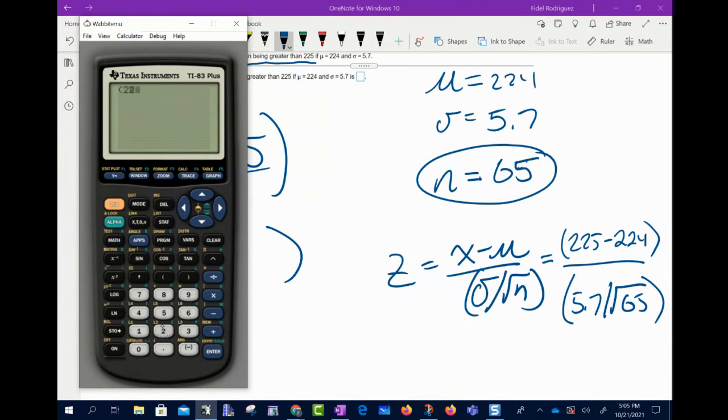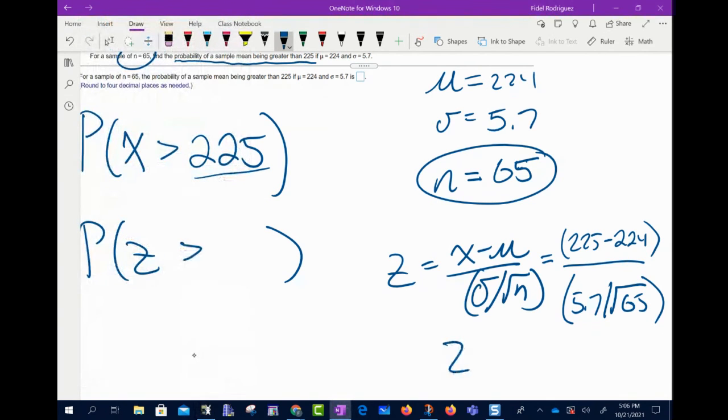So I'm going to go parentheses 225 minus 224, divided by, and I'm going to put parentheses again, 5.7 divided by the square root of 65. Notice on my calculator that when I did my square root, it opened up parentheses for that. So I need to close those off, and then close the bottom parentheses, the one I opened in front of the 5.7. And so the z value that I'm coming up with is 1.41. So right here, I'm going to put 1.41.